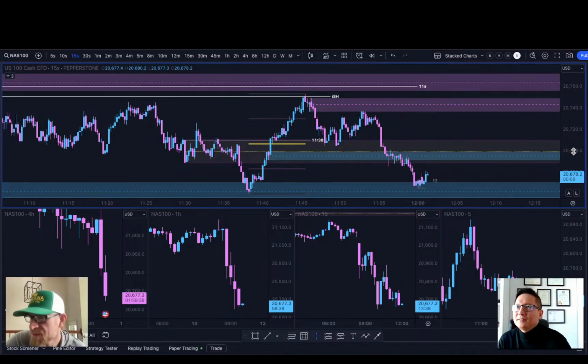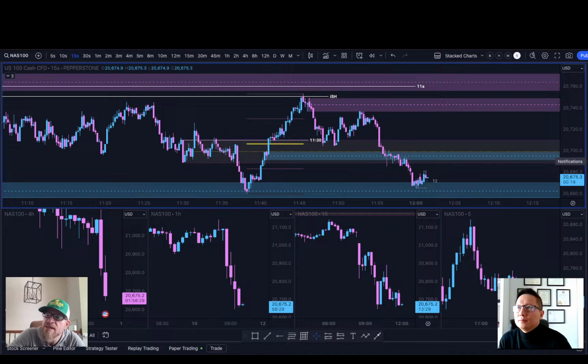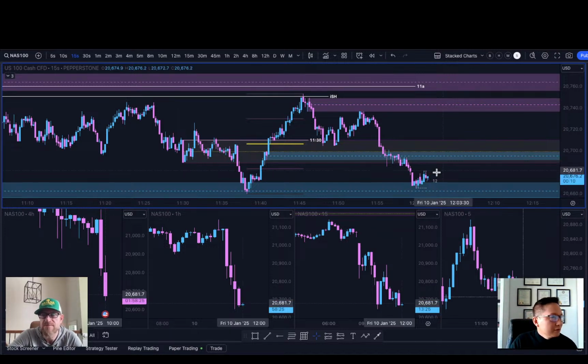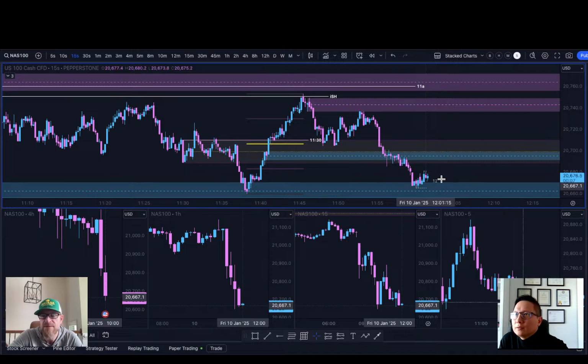Alright, so we're still holding this SMT with ES. We're still holding this SMT with Dow. We're still holding. Holy, it doesn't want to break those lows. No, this much. I mean, it might not.